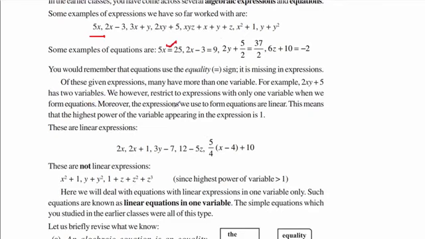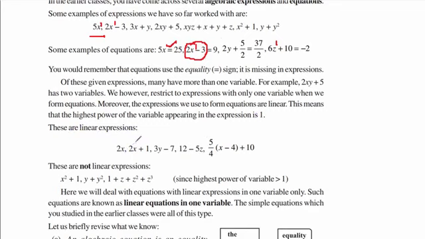Moreover, the expressions we use to form equations are linear. So if you watch here, 2x minus 3 means 2x raised to power 1, minus 3. Similarly, we have here 6 into z raised to power 1. Nothing written over the variable simply means power 1. So this means that the highest power of the variable appearing in the expression is 1. These are linear expressions.